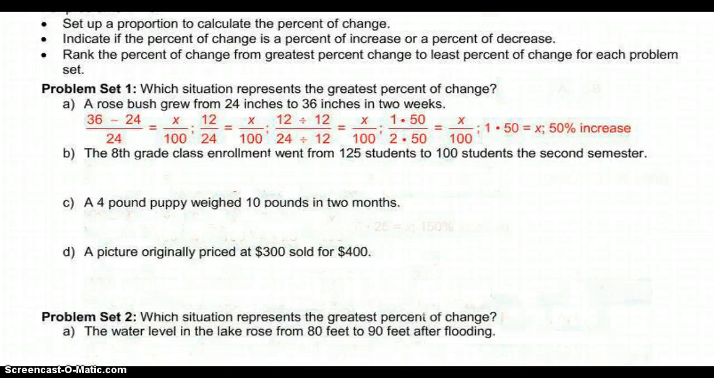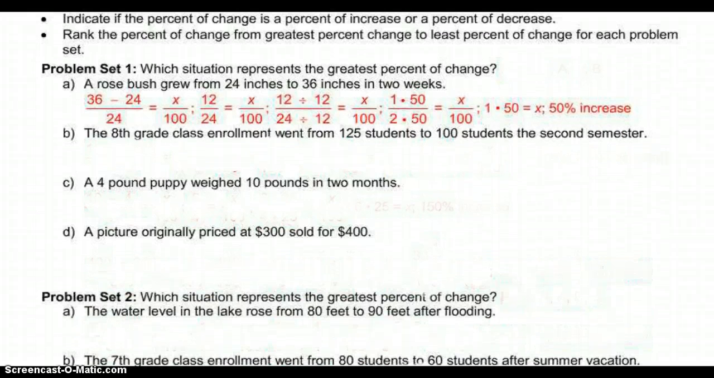Okay, let's take a look at the next problem. An 8th grade class enrollment went from 125 to 100 students in the second semester. So again, I'm looking at 125 to 100, and I need to find the difference. Of course, if we subtract to find the difference, you notice we'll get 25. So our proportion is set up, and that's 25 over 125 is equal to x over 100.